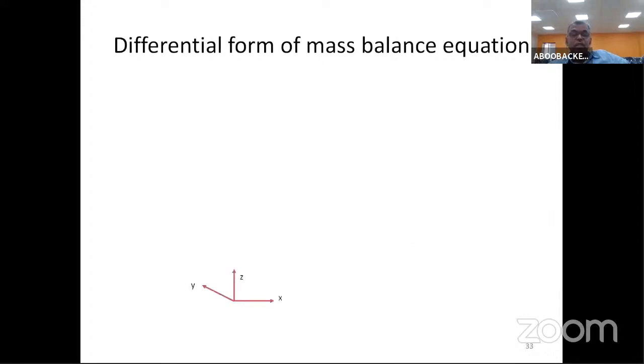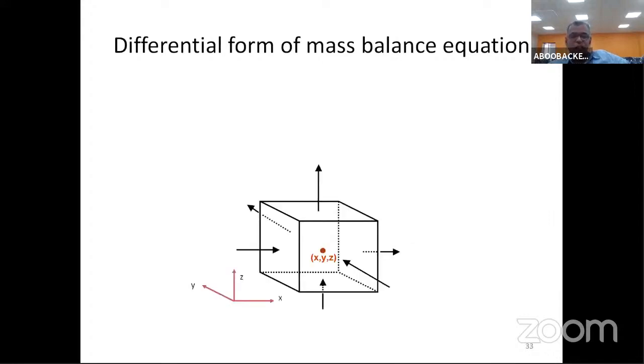Next is the differential form of these equations. So we have the differential form of mass, the differential form of momentum balance, and the differential form of energy balance.